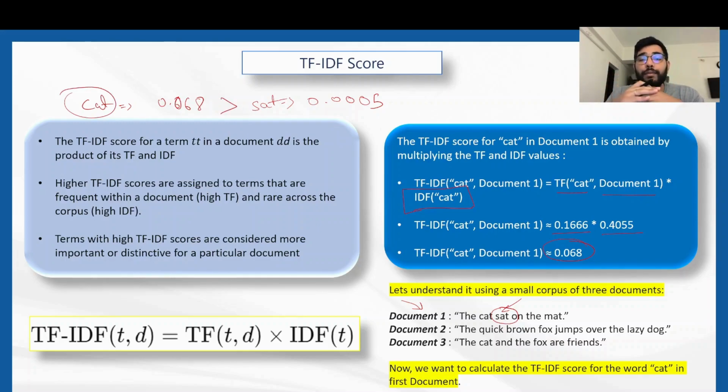TF-IDF scores with respect to a particular corpus are relative to each other, meaning cat as a word for that particular document is more important than sat as a word for that document, since the TF-IDF score for cat in that document is greater than that of sat. This is how to interpret TF-IDF scores, which are relative to each other.